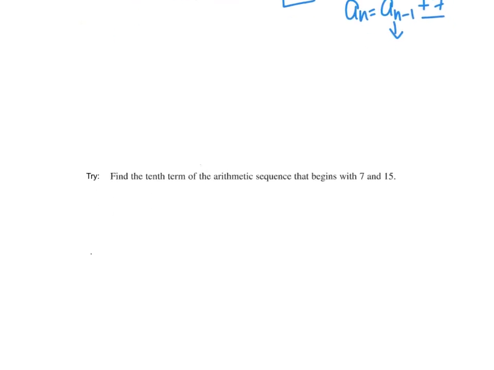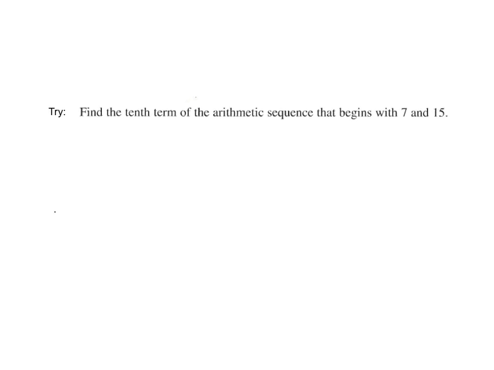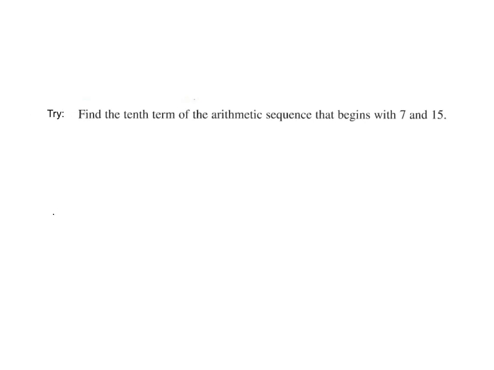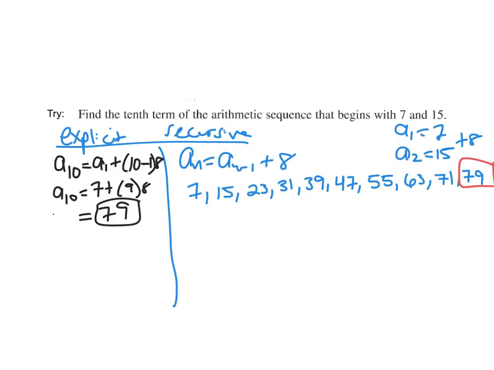All right. So it says find the 10th term of an arithmetic sequence that begins with 7 and 15. You can use either method. I'm actually going to show both ways. So you can either use a recursive formula or you can use an explicit, which was that top question. So whichever method you prefer, pause the video, try it out, and I'll have the answers for you when you're done. All right, so I did it both ways.